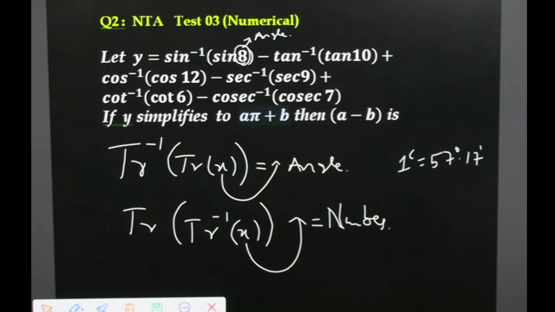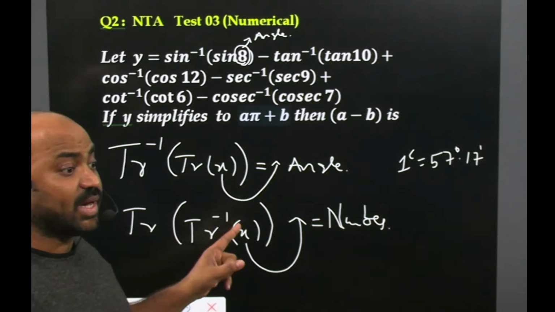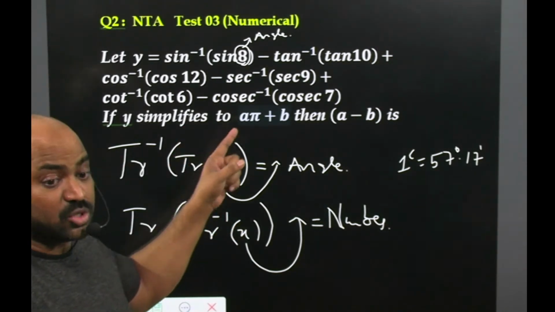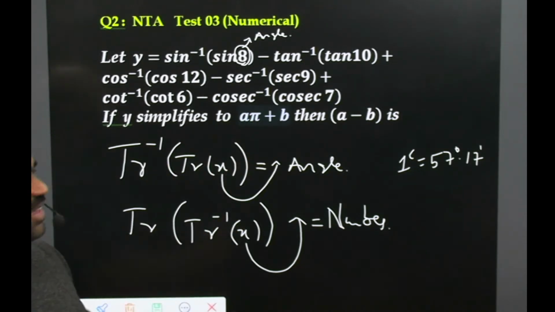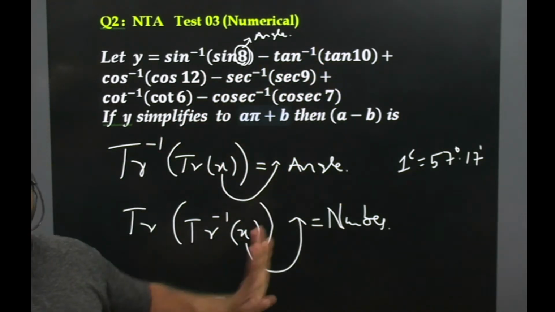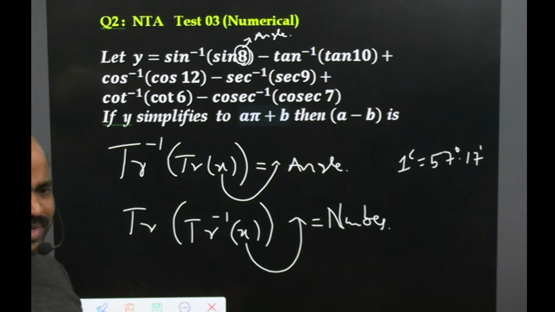Shall I move to the next? Note these points. They may or may not ask the same question, but this model they can ask. They already asked a number of times, and there is a 1000% chance to ask a similar model. This 10, 8, 9, they may change the numbers, but the model is fixed.